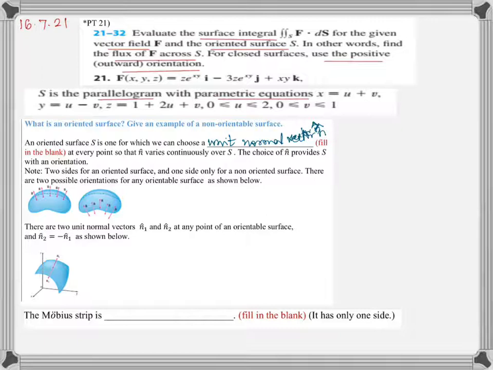One is pointing outward, those are positive orientations, and one is pointing inward. So these two normals are opposites of each other. If n1 and n2 are unit normal vectors for an orientable surface, n2 is the negative of n1, as shown in this figure. A Mobius strip is considered to be a non-orientable surface, which has only one side.